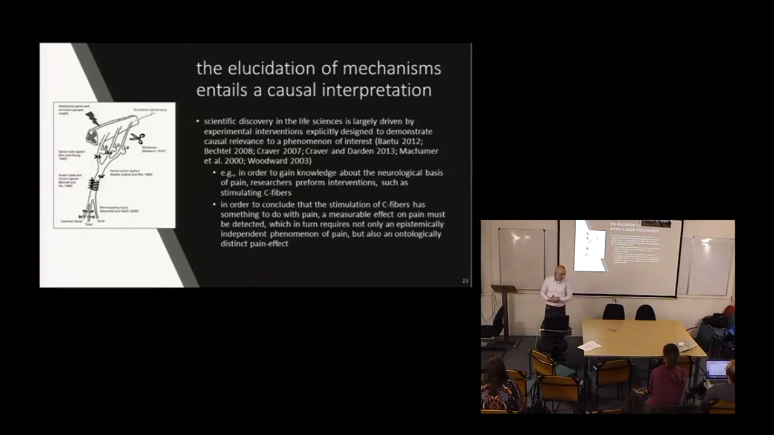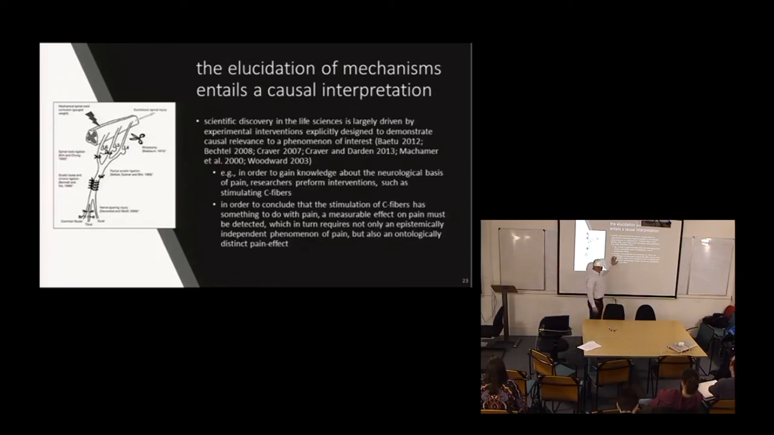This elucidation of mechanisms in general, biological mechanisms, and in particular cellular molecular mechanisms, seems to entail a causal interpretation. So scientific discovery in the life sciences is driven by experimental intervention explicitly designed to demonstrate causal relevance to a phenomenon of interest. And I think you're all familiar with knockout experiments. What we do in the knockout experiments is try to knock out, to get rid of, one putative mechanistic component. How do you do that? You mutate the gene, so you don't have the protein. You don't have the protein, so something is missing, something that's not interacting as it should in the mechanism, and the mechanism is disrupted. When the mechanism is disrupted, you can document that by measuring the behavior or some kind of phenotypic trait. And if you can observe a change, then you conclude that the component that you knocked out is actually part of your mechanism.